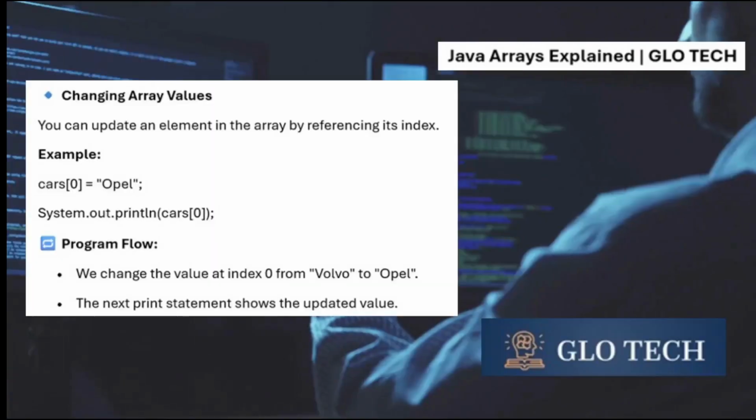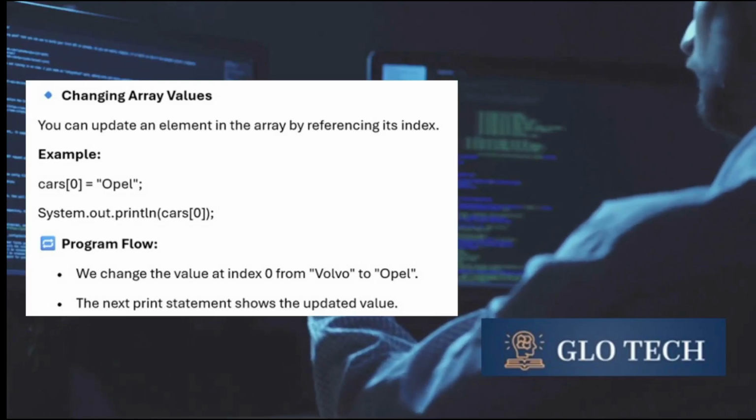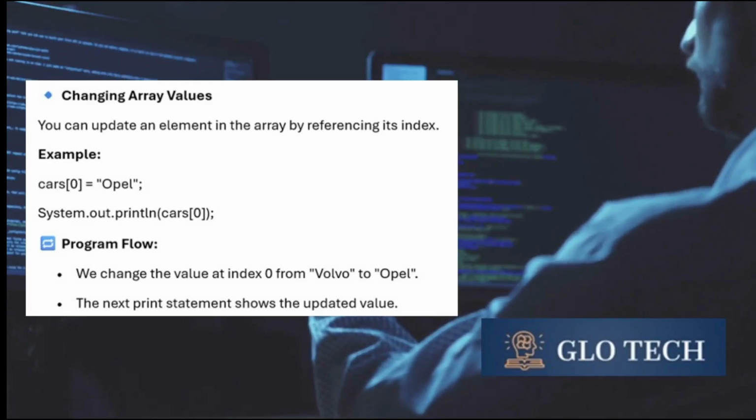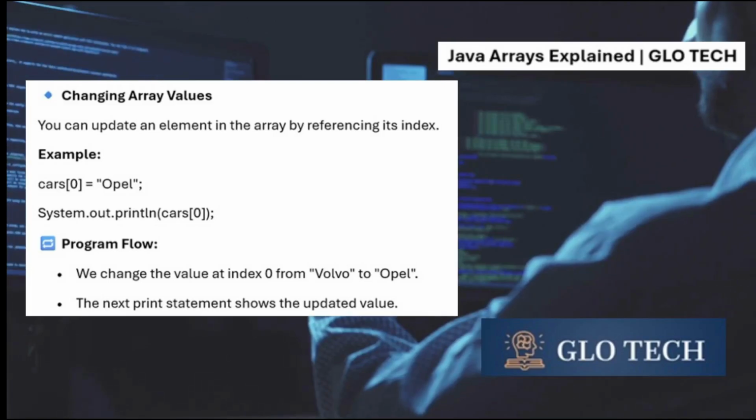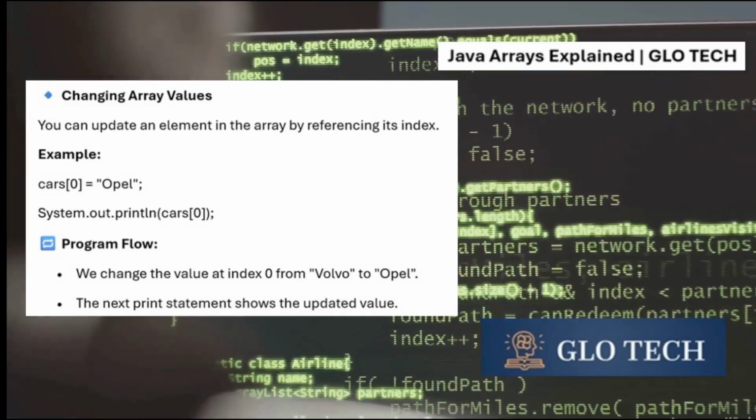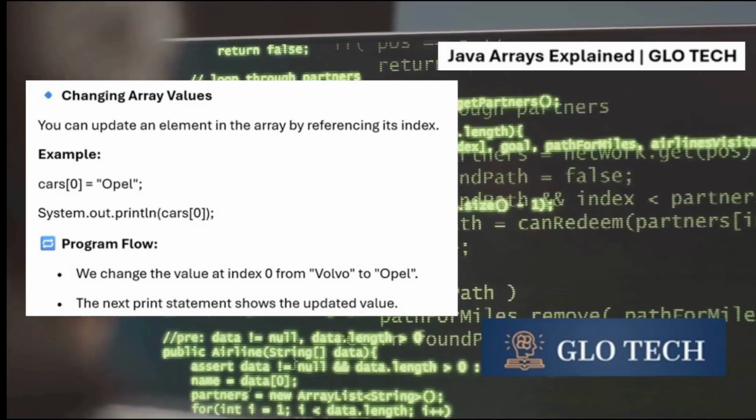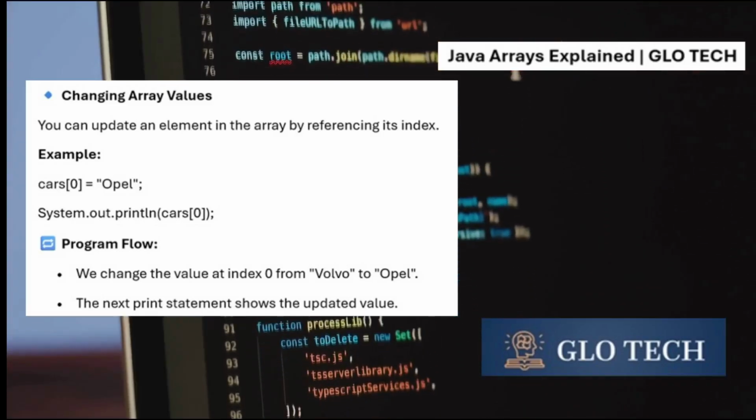Simple, right? Now what if you want to change a value? You can update an element by referencing its index, like this: cars[0] = "Opel"; System.out.println(cars[0]). We've just changed the value at index 0 from Volvo to Opel. The next print statement will show the updated value.